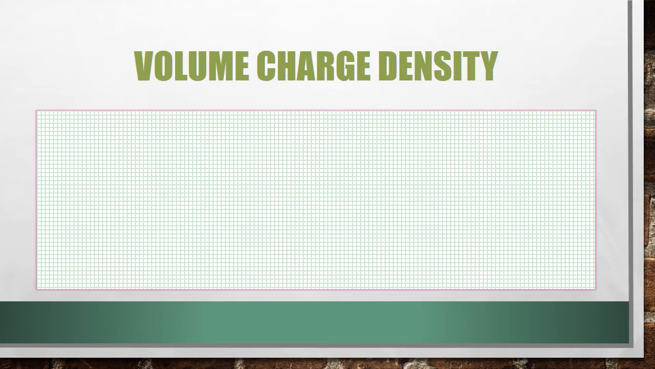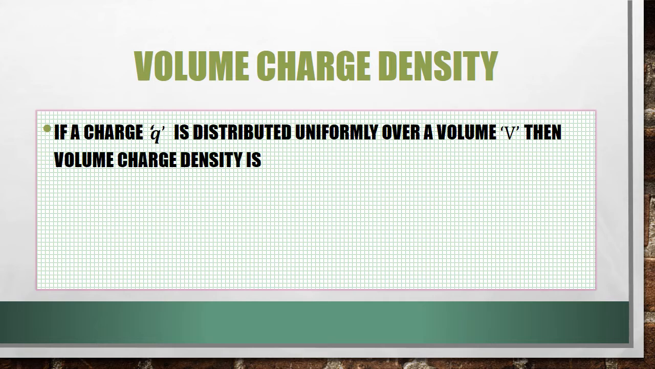Again, volume charge density. If a charge Q is distributed uniformly over a volume V, then volume charge density rho equals Q by V. Unit is coulomb per meter cube.